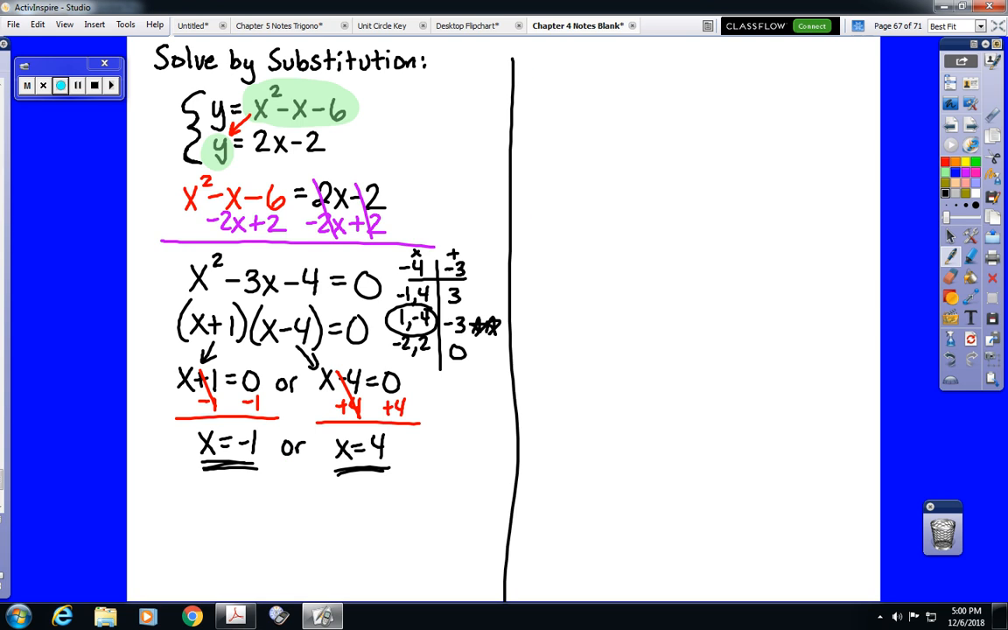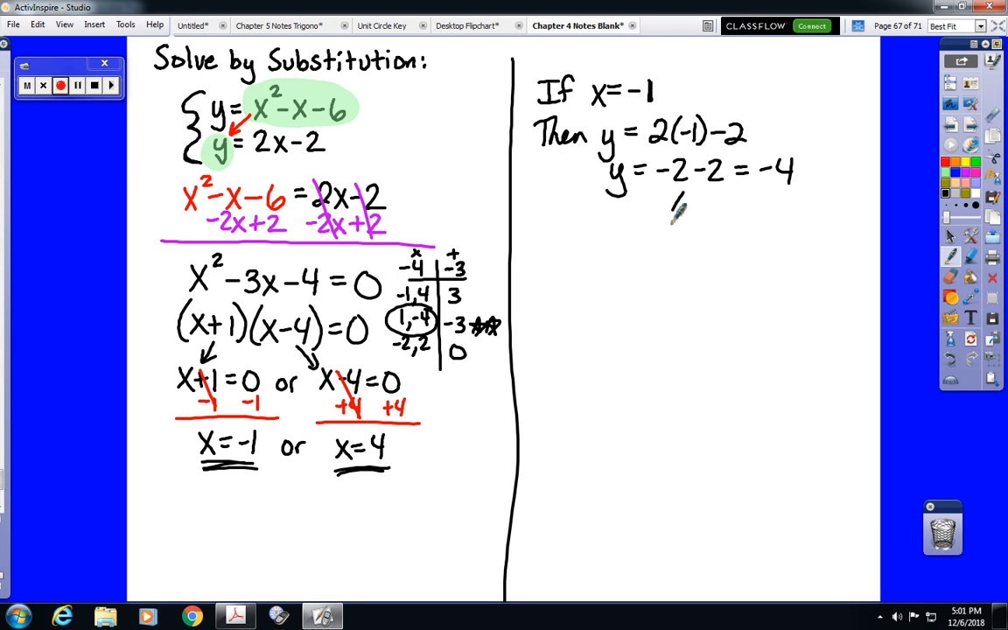Then we need to figure out what y equals. So we're going to take those two x values and plug them back into one of these equations. Again, the second equation would be the better choice. So if x is equal to negative 1, then y is equal to 2 times negative 1 minus 2. That would be negative 2 minus 2, or negative 4. So our first answer is the point negative 1, negative 4.